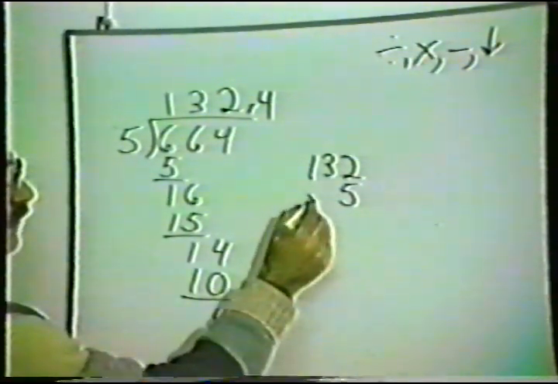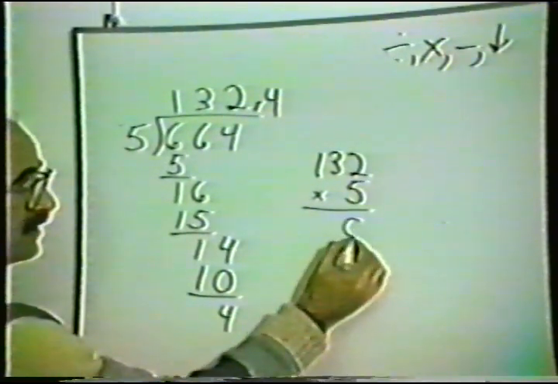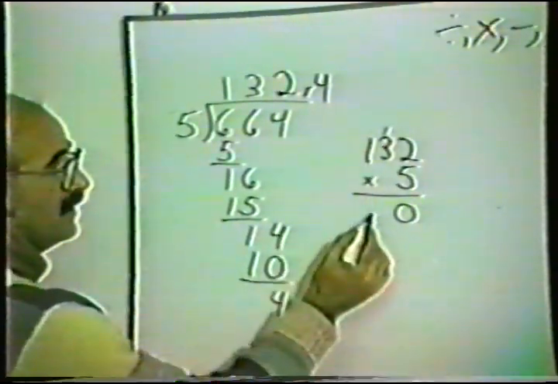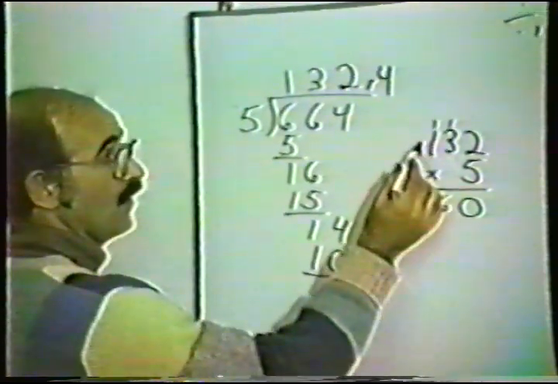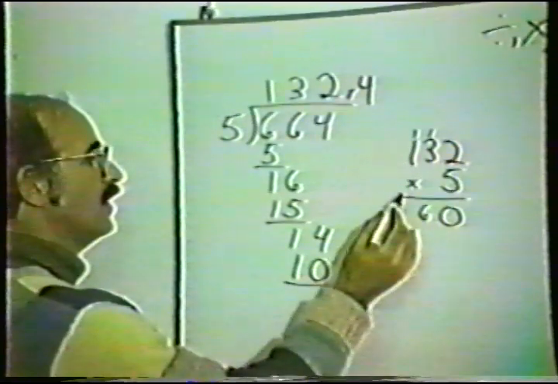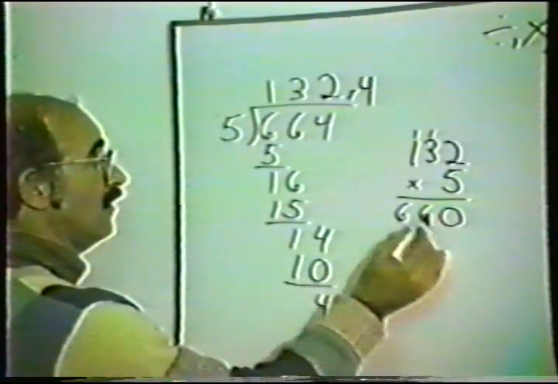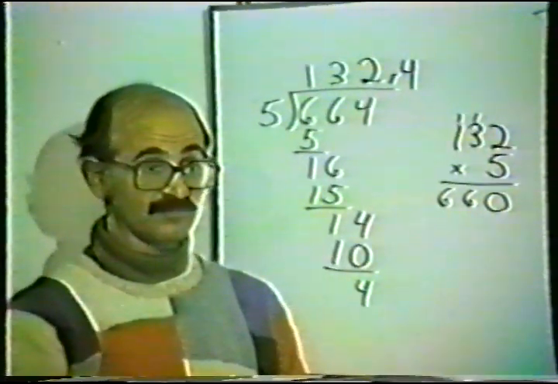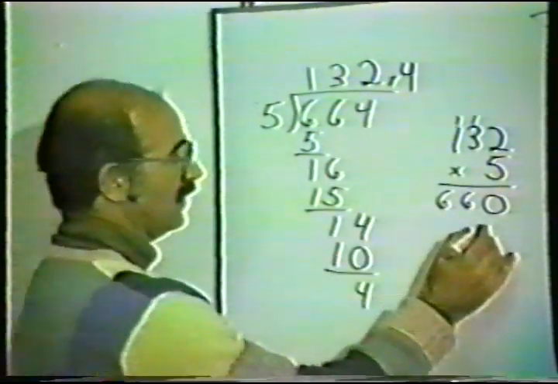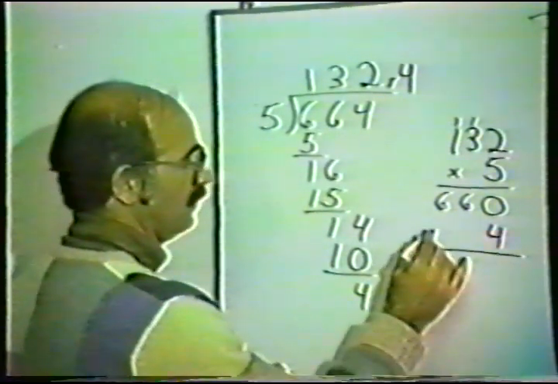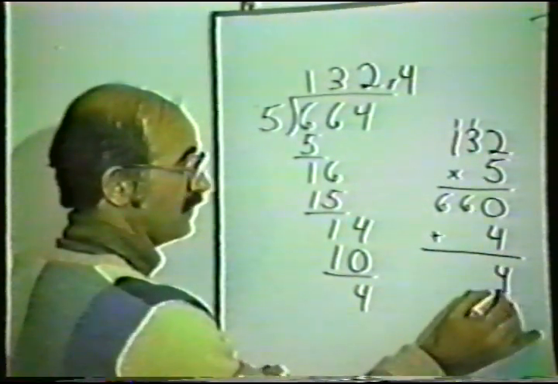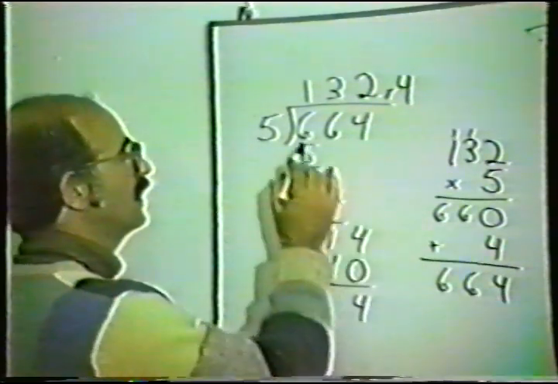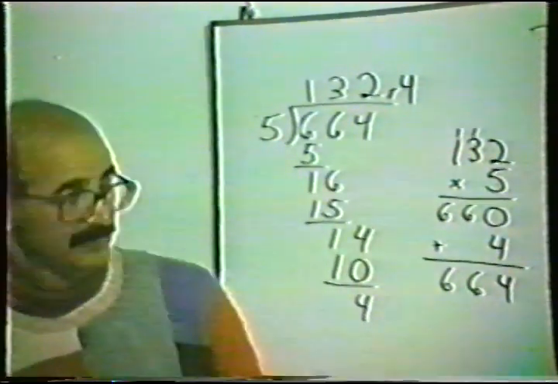132 times 5. 2 times 5 is 10. Carry the 1. 3 times 5 is 15. Plus the 1 is 16. Carry the 1. 1 times 5 is 5. Plus the 1 is 6. 660. 664. Did I get it wrong? No. What do I have to do? Add the remainder. Add in the remainder of 4. 0 plus 4 is 4. 664. We got it right.